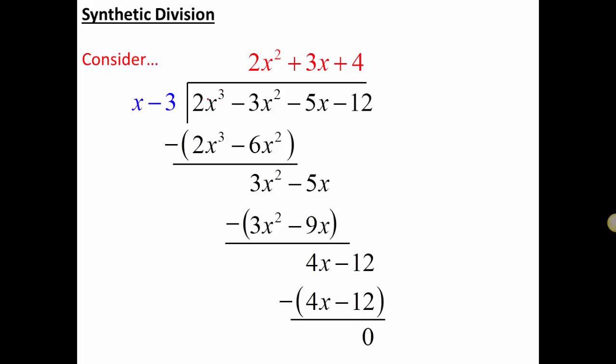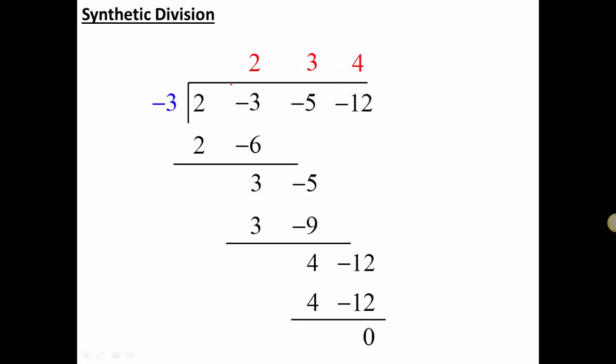So when I put the terms in order, the cubic term, the quadratic term, the linear term, the constant term, as long as I keep them in order, I can get rid of the variables completely. That 2, that -3, that -5, that -12 still represent the same thing because they're in that particular order.